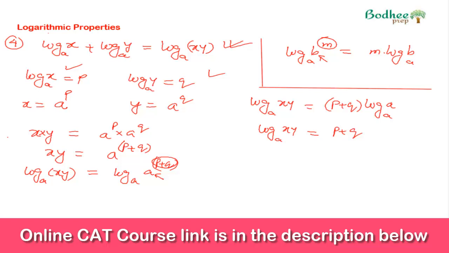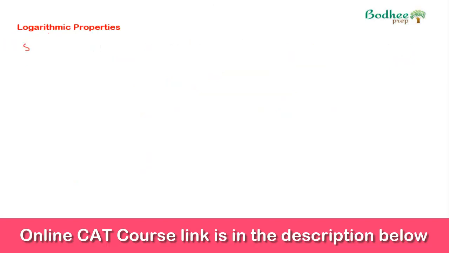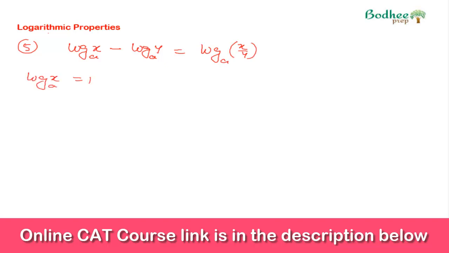Now let's take the fifth property. So the fifth property is that if I take the difference, that is log of x minus log of y with base a, it is always equal to log of x upon y with the same base. Again, we can use the same logic, that log of x with base a can be written as p, log of y with base a can be written as q. So we can say that the value of x would be equal to a to the power p, and the value of y would be equal to a to the power q.